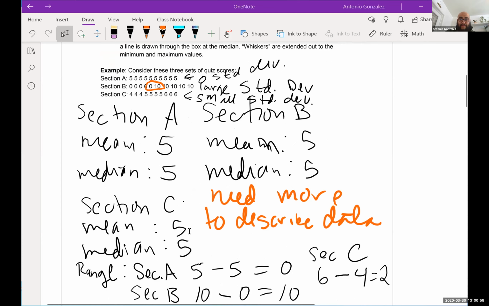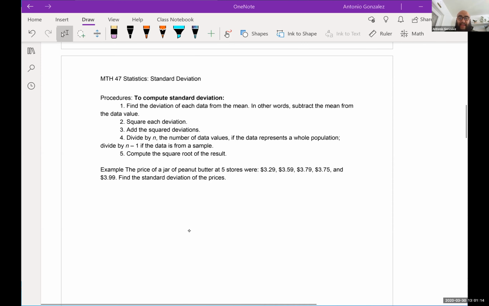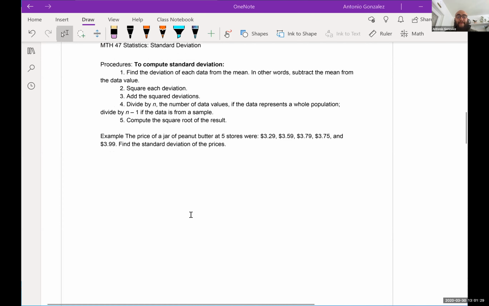Okay, so let's take a look at the procedure to compute standard deviation. First, find the deviation of each data value from the mean, in other words, subtract the mean from the data value. Second, square each deviation. Third, add the squared deviations, and then divide by n. Let's work through it so we can see what those calculations are at each step of the way.